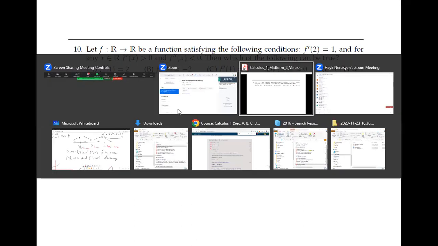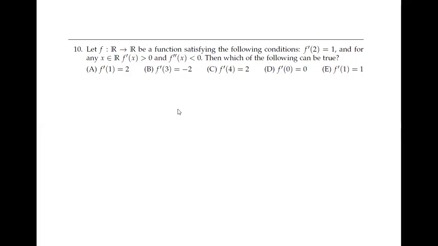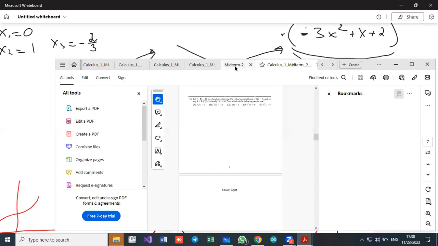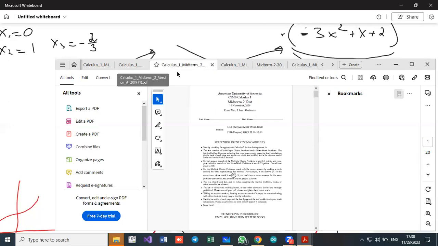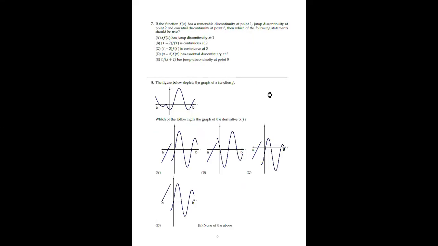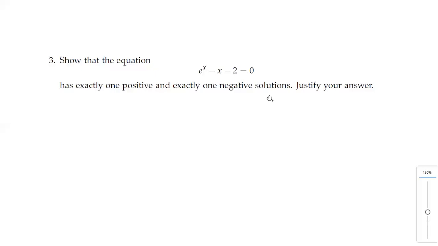Where are we now? Multiple show work 3 from 2019. Show work 3. Okay. Exactly one solution.